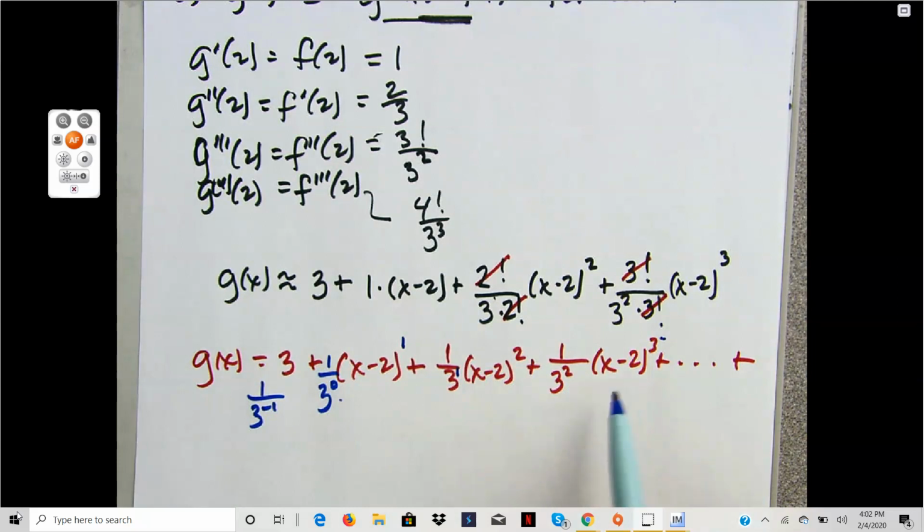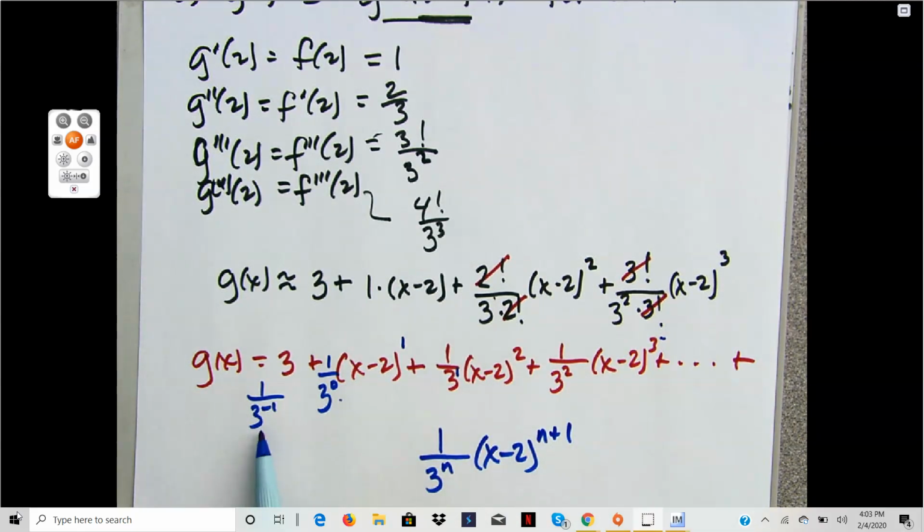So it looks like our general term is going to be 1 over 3 to the n times x minus 2 to the n plus 1. And we would start this series at negative 1 to get all of our terms. Okay. All right, let's take a look at part D.